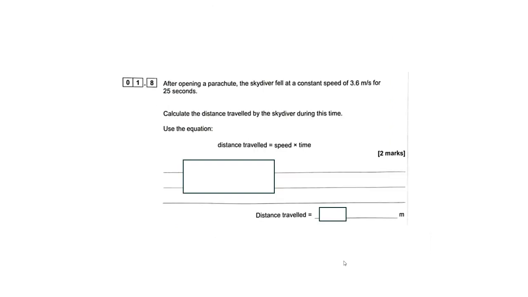After opening a parachute, the skydiver fell at a constant speed of 3.6 meters per second for 25 seconds. Calculate the distance traveled by the skydiver during this time using the equation distance travelled equals speed times time. So remember, if you have a question like this, you have to make sure you have the right unit. And the unit for speed in physics is meters per second. The unit for time is seconds. We have all the good things here. We don't have to do any conversion. So the distance equals 3.6, which is the speed in meters per second, times 25, which is the time in seconds, and that is 90 meters.